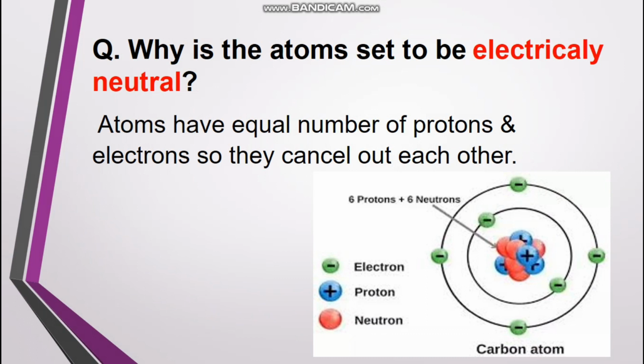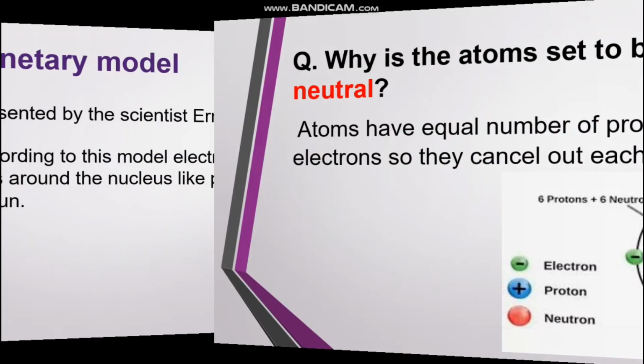Why is the atom said to be electrically neutral? Let's consider the carbon atom. In the carbon atom, there are 6 protons and there are 6 electrons. These protons are positively charged and the electrons are negatively charged. The 6 positive protons and the 6 negative electrons cancel each other and the atom becomes electrically neutral.